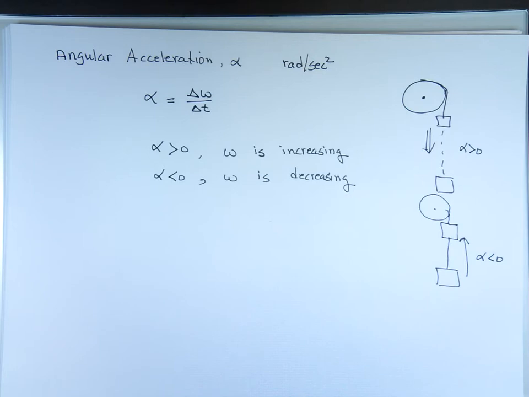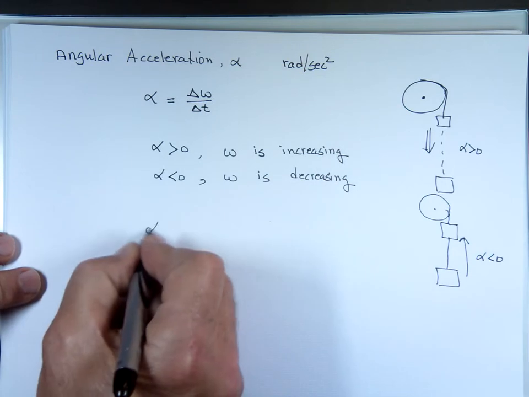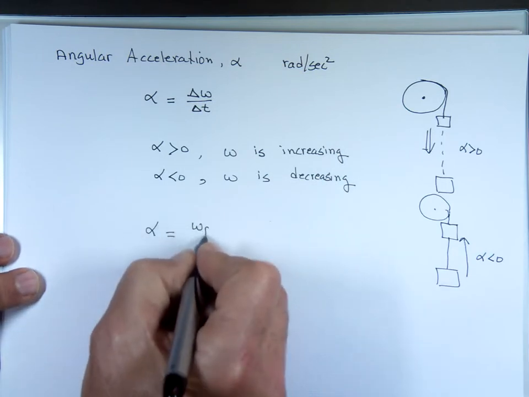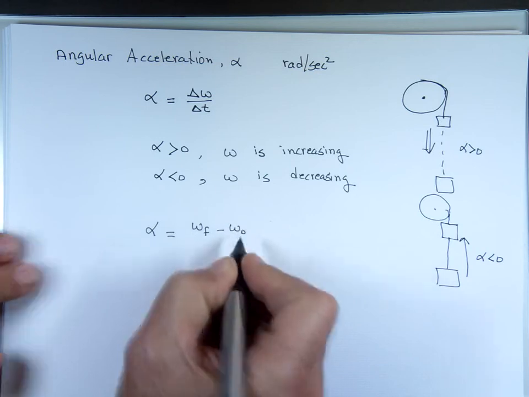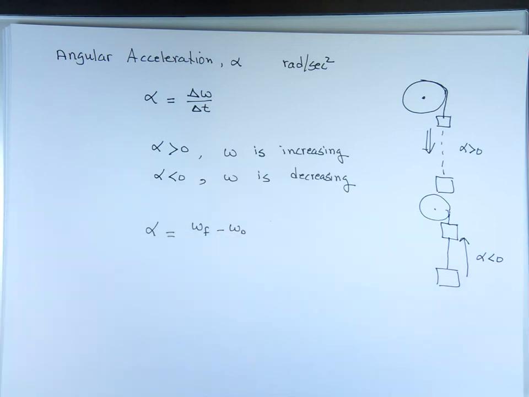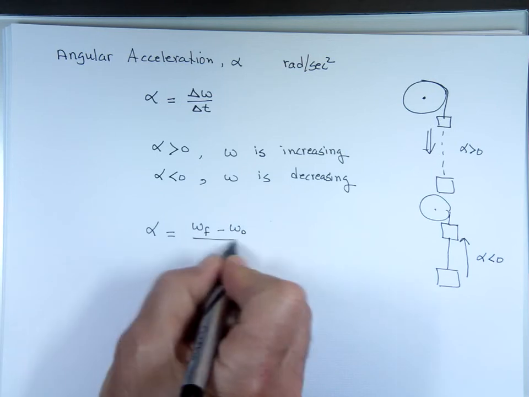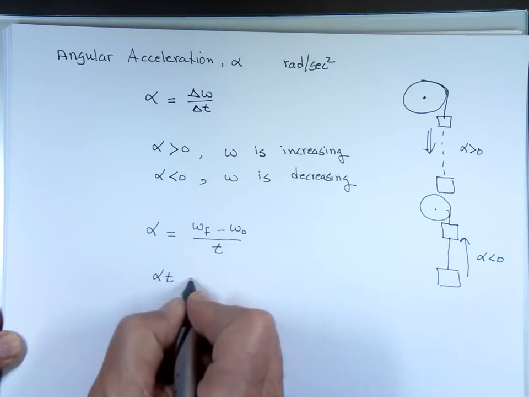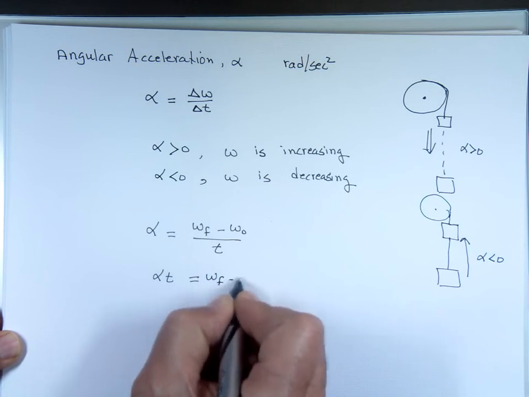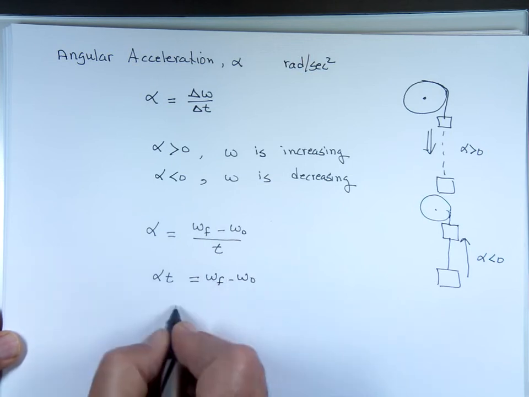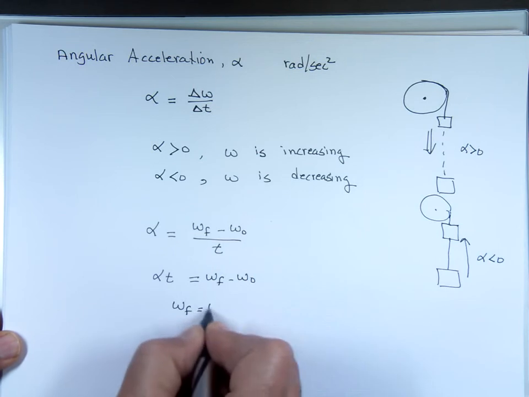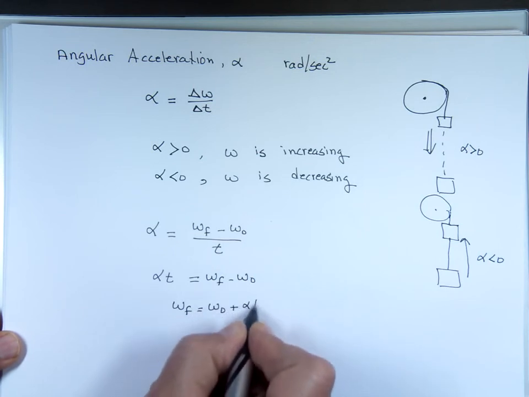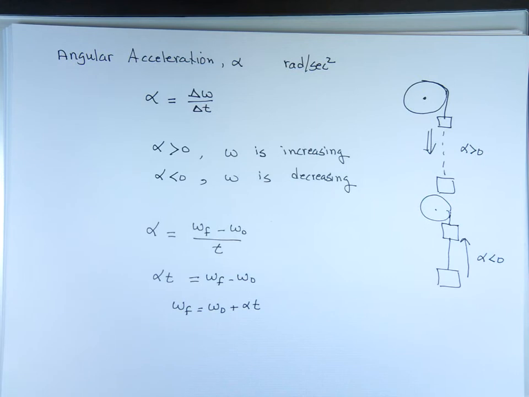Now, I can start talking about change in W. W final minus W initial, divided by what? Time. If you multiply both sides by t to get rid of the fraction, what do you know? It says W final equals W initial plus alpha t. That looks like one of the equations we had before.